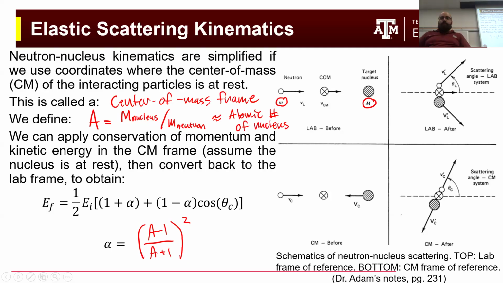So in principle, if we know what the nucleus is that the neutron is colliding with, then we will know big A. If we know big A, we can calculate alpha, and that is what would go here. And the only thing that we would need to find information about is that theta c. What's the scattering angle that neutrons are coming out with?